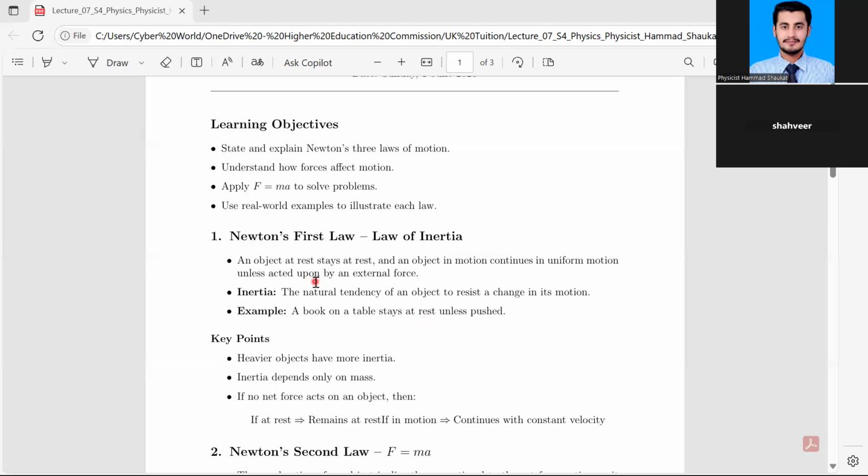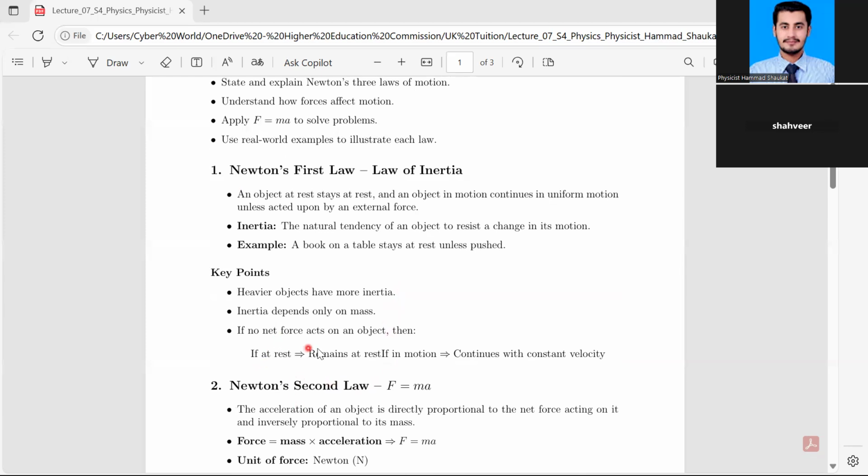So the key points, which I already told you: the heavier the object, the more the inertia is. Inertia basically depends upon the weight of the object. The more the weight an object has, the more the inertia it would have. Inertia also depends upon mass. The more mass a body contains, the more inertia it attains.